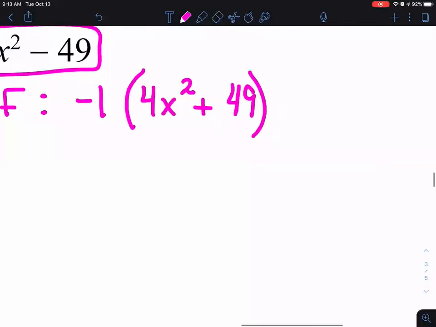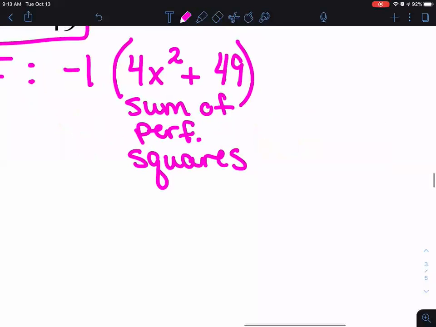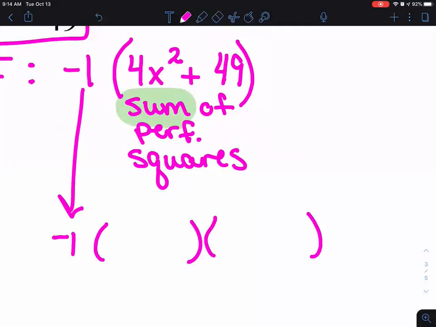So now you have to be able to get yourself to where you can see this is the sum of perfect squares. This is the sum of perfect squares. Now, if it was the difference of perfect squares, it wouldn't be imaginary. But because it is the sum of perfect squares, we are going to have imaginaries. So you bring down your -1, you write your factoring parentheses, and you take the square roots.